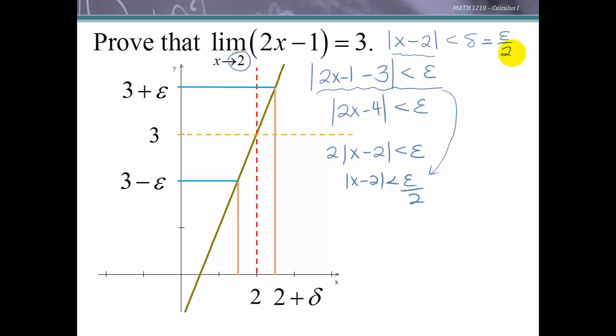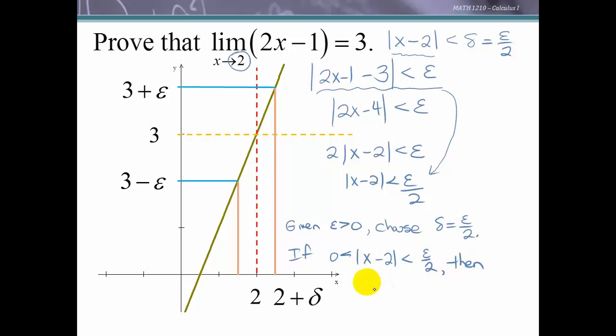So now let's go ahead and write up the proof. So we're going to say given epsilon greater than 0, choose delta equals epsilon over 2. So then we will have if the distance between x and 2 is less than epsilon over 2, then we know that the distance between f of x and 3 will be less than epsilon. So therefore, by the definition of limit, we do know that the limit as x approaches 2 of 2x minus 1 equals 3.